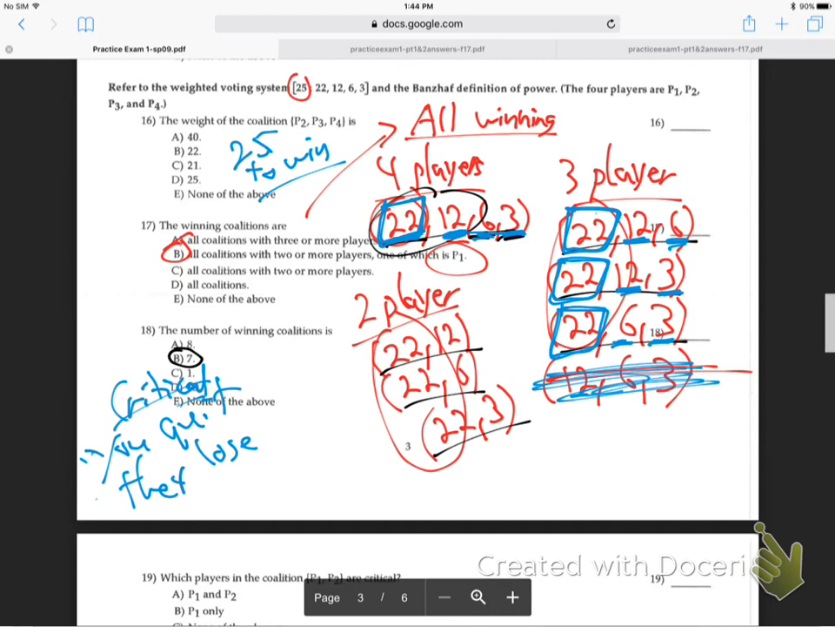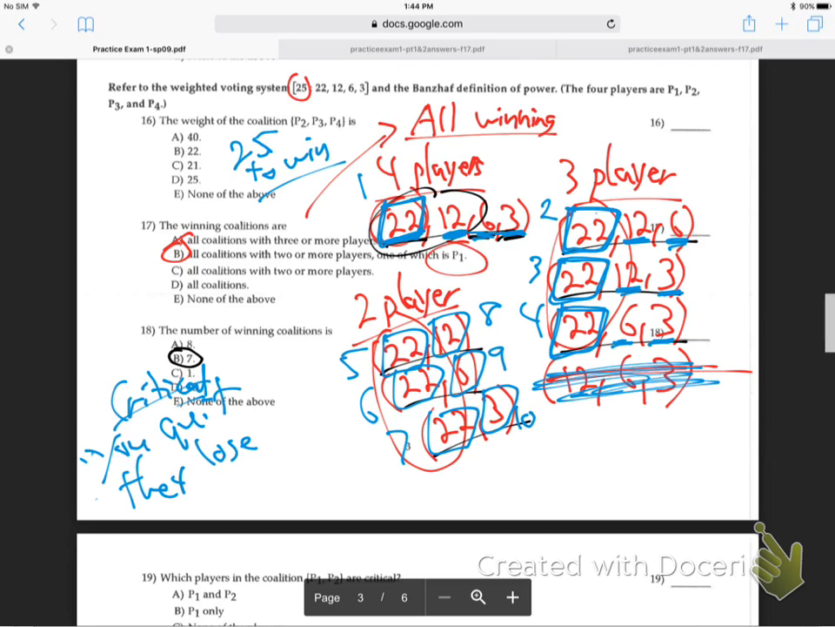Now let's go over to the 2-player teams. You guys know they're both critical, huh? If anybody quits, they're going below 25. All right, so how many times did I box critical players? How many moments of criticalness were there? Well, 1, 2, 3, 4, 5, 6, 7, 8, 9, 10.